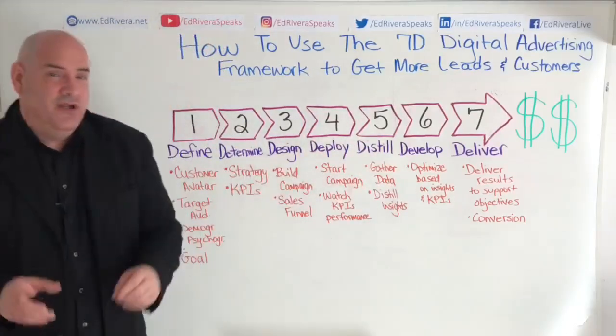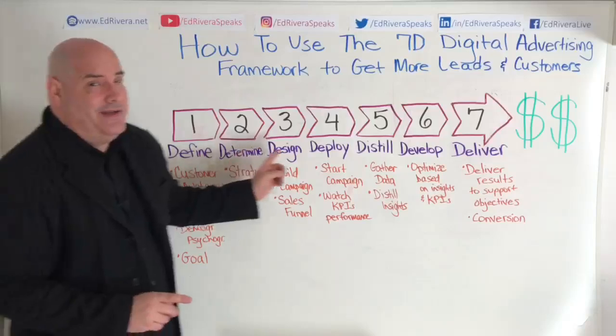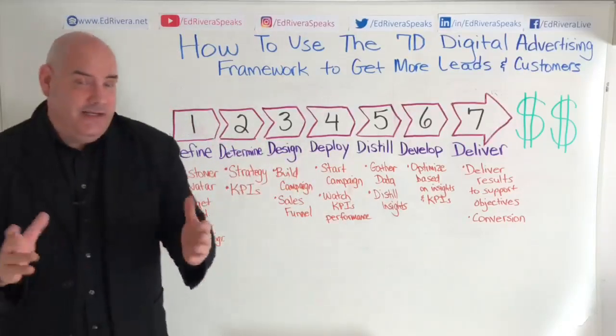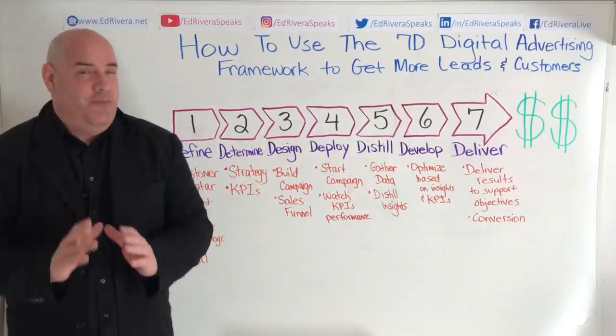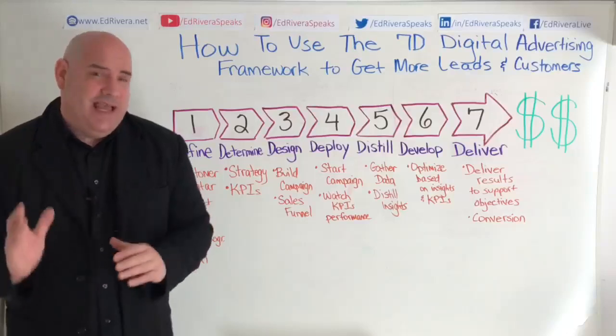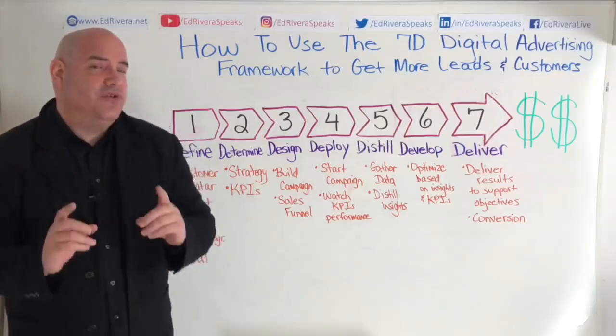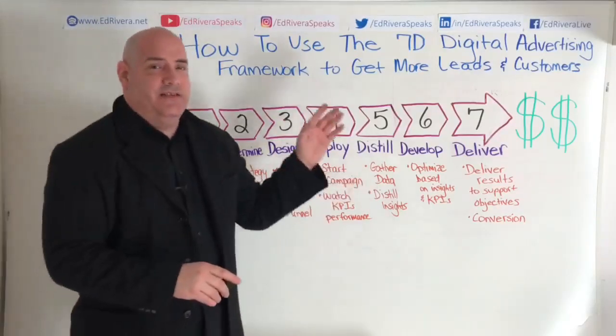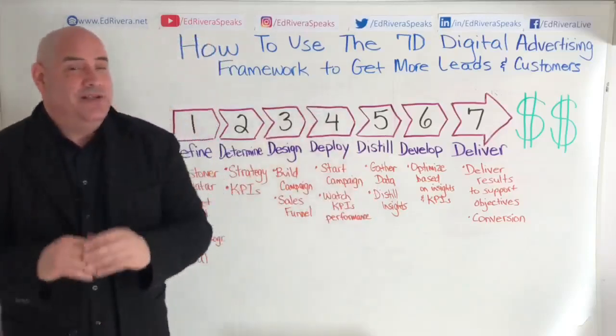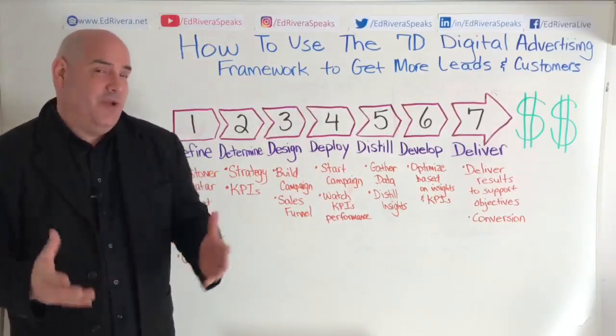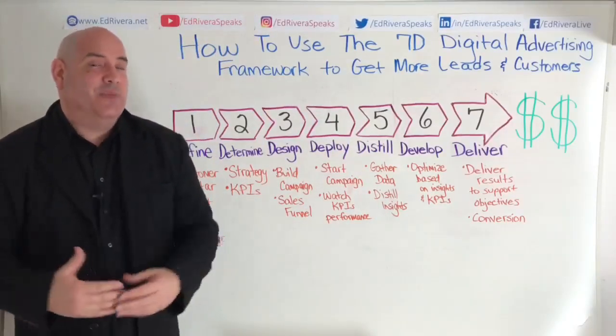But of course, all along the way, you're keeping an eye on the campaign. You're keeping an eye on the data. You're keeping an eye on all the key performance indicators as the campaign goes along, so that once you reach that deliver stage, phase 7, you will know exactly whether or not that campaign is delivering as expected.